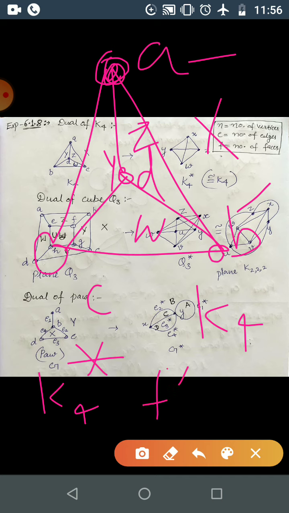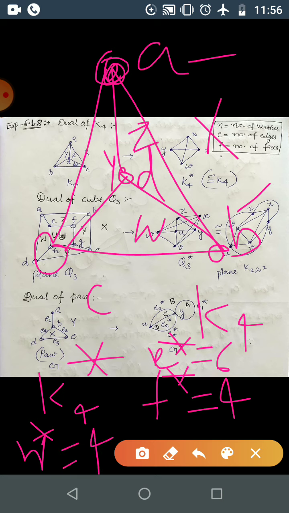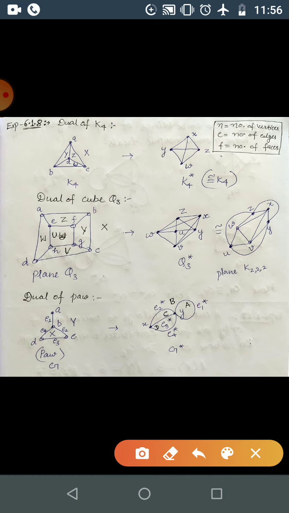Okay. So F star will be 4, and the number of edges, that is E star, will be 6 only, the same, and the number of vertices, that is N star, will be equal to the number of faces, that is W, X, Y, Z. Okay, that is the total number of vertices. And how are we getting this? So you can take X, Y, Z, W. These are the vertices.